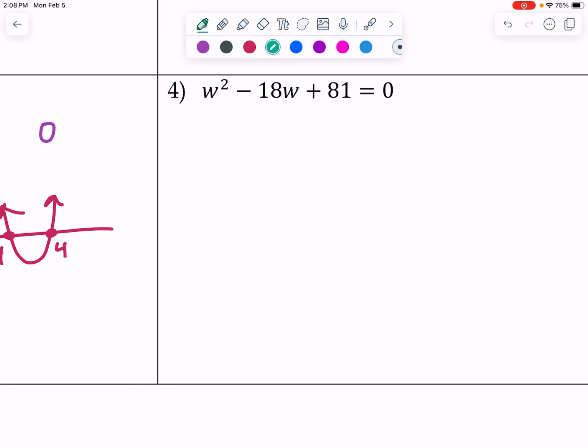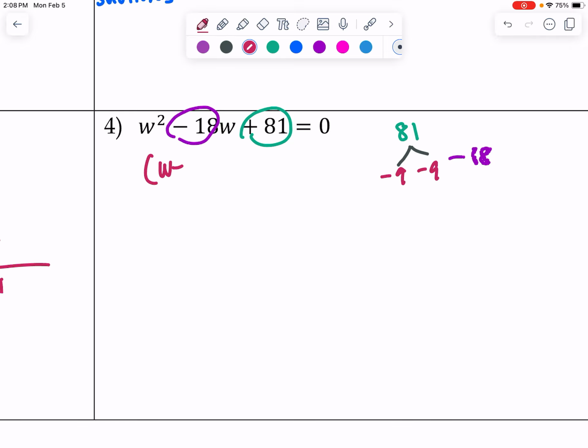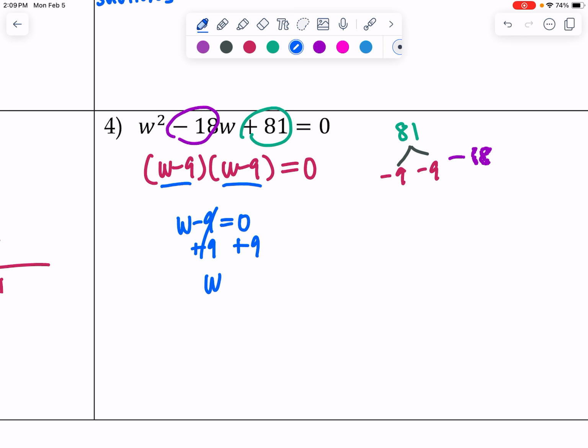Okay, for this one, I need two numbers that multiply to 81, but add to -18. Those numbers are -9 and -9. And so my factors are w minus 9, w minus 9. This is called a perfect square trinomial because our factors match. They're the same factor. And so in this case, we're only going to get one solution because we only have one unique factor. And so this would be just w equals 9.